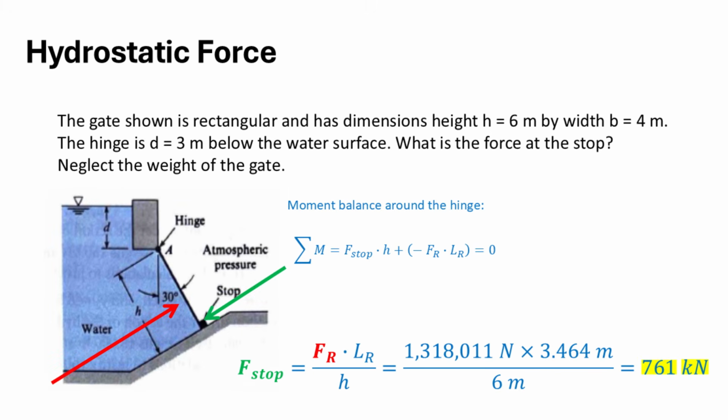Alright, until now, we have found the hydrostatic force F sub r and the length of its moment arm L sub r. And we know H, the moment arm length for the unknown force. Now let's not forget taking all these values to solve for the force at the stop. Eventually, after all these steps, we can determine that the force at the stop should be around 761 kilonewtons.